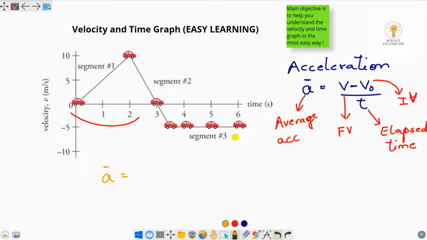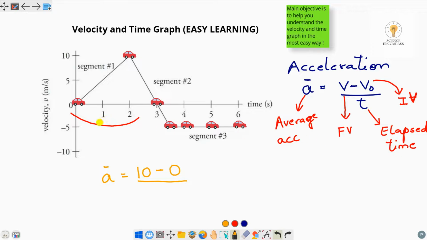And we need to find out the final velocity. Well, over here you can see the graph, and the car reached the final velocity at 10 meters per second. So you just have to write the number 10 minus, and we have to plug in V naught. V naught is nothing but the initial velocity. And we know that at initial velocity, the car was at 0 meters per second. So we just write a 0 over there, dividing that with the elapsed time.